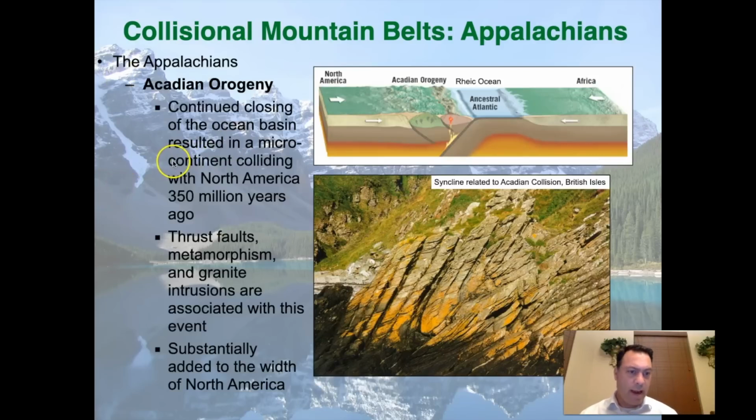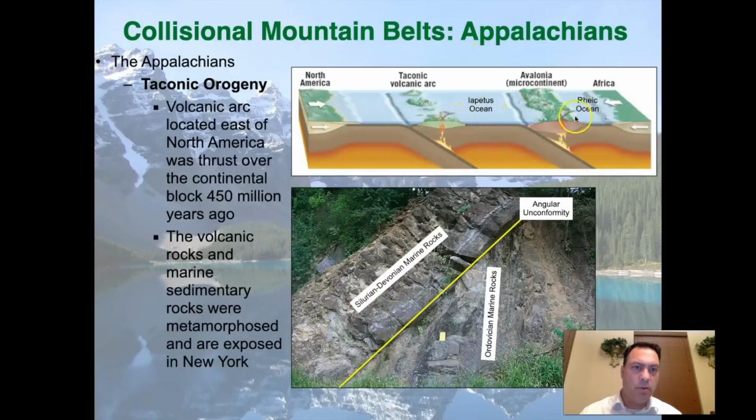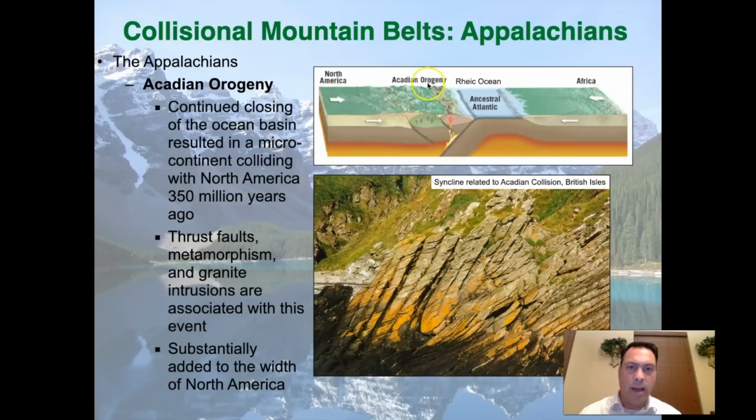So once that tectonic orogeny has happened, then we have the continued closing of the ocean basin, and the microcontinent is eventually going to collide with North America. So here we see the Acadian orogeny. And so here's the Rheic Ocean. It's also frequently called the ancestral Atlantic, but we're going to call it the Rheic Ocean. You know, it's the same thing that we see over here. So Avalonia, this microcontinent, is going to collide in during the Acadian orogeny.